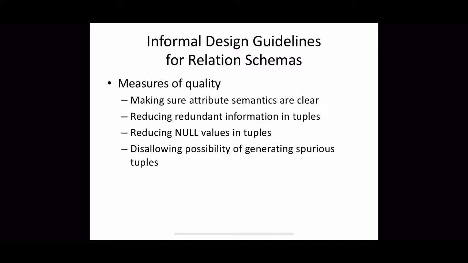So let us go through the different informal guidelines for measuring the quality of a good design. The first one is making sure attribute semantics are clear. Then reducing redundant information in tuples, reducing null values in tuples, and disallowing the possibility of generating spurious tuples. We can see each one in detail.